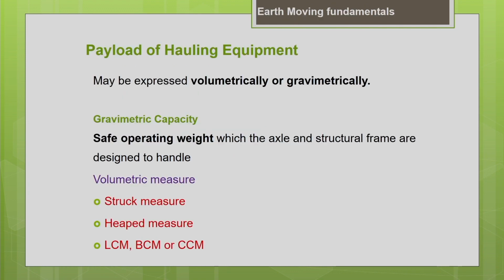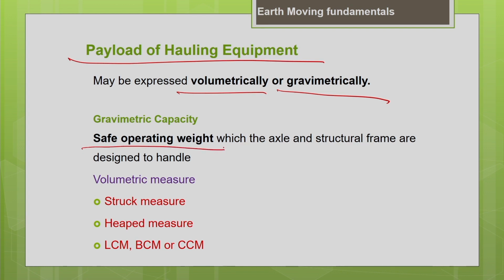Now let us see what are the different ways to quantify, measure or express the payload of the hauling equipment. You can express the payload either on weight basis, gravimetrically, or on volumetric basis. Most of the equipment manufacturers give you the data on the safe operating weight of the vehicle. That is a gravimetric capacity. The safe operating weight is the weight which the axle and the structural frame of that particular vehicle can handle without much wear and tear.